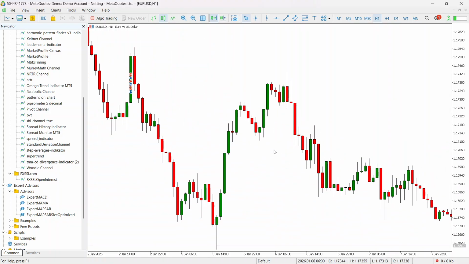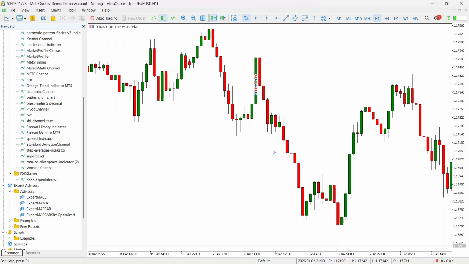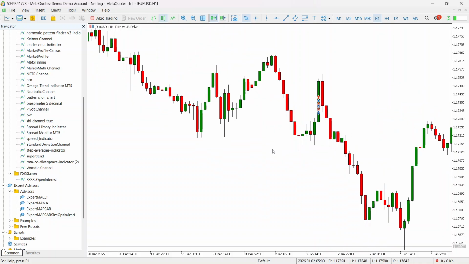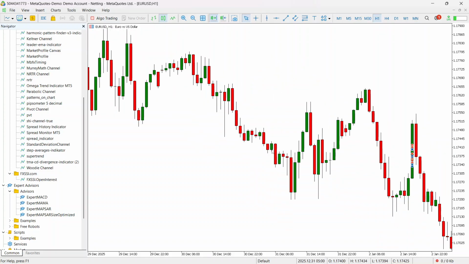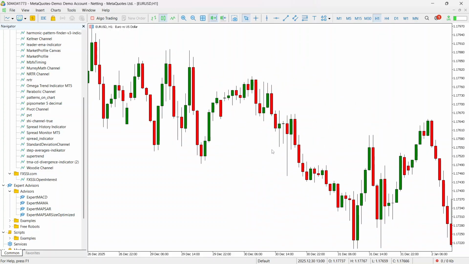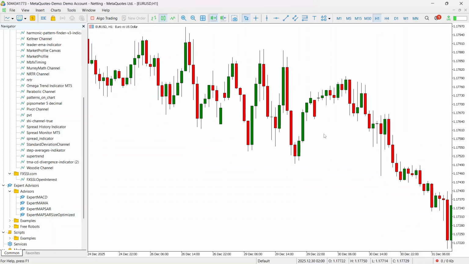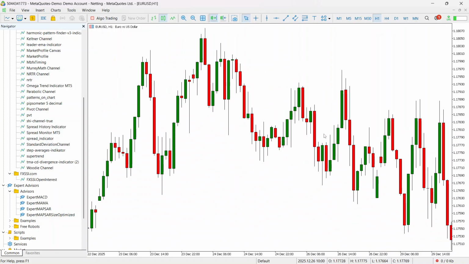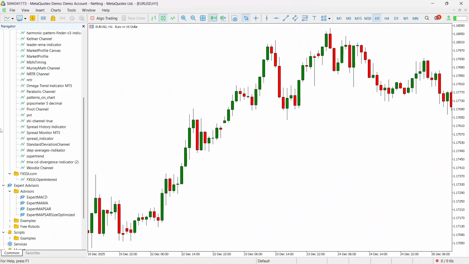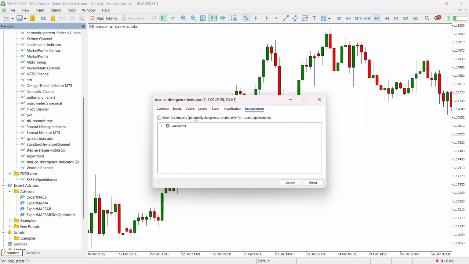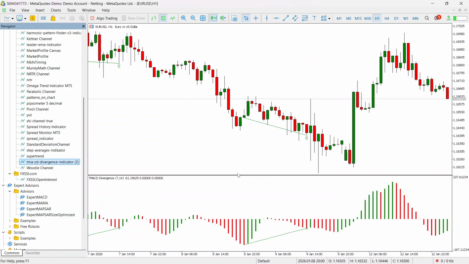This tool combines a triangular moving average with a custom divergence engine to highlight potential bullish and bearish divergences between price and the underlying TMA-based oscillator directly on your MetaTrader 5 chart. At this point, I'll load the indicator on the chart so you can see what it looks like in real time. Don't forget to allow DLL import.